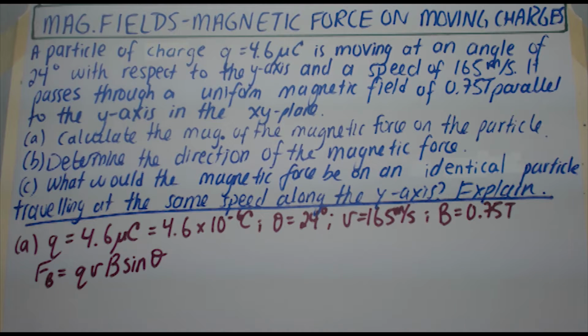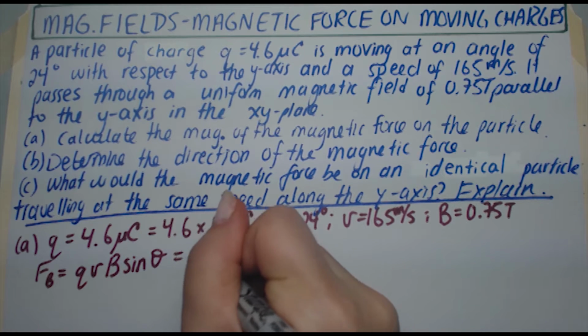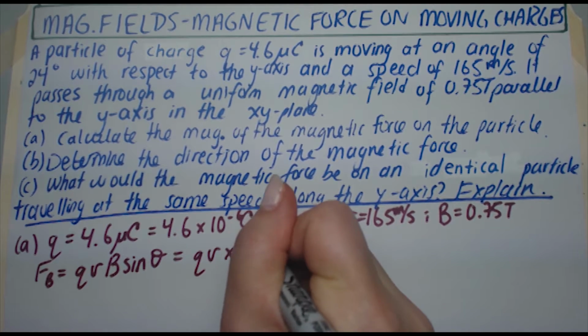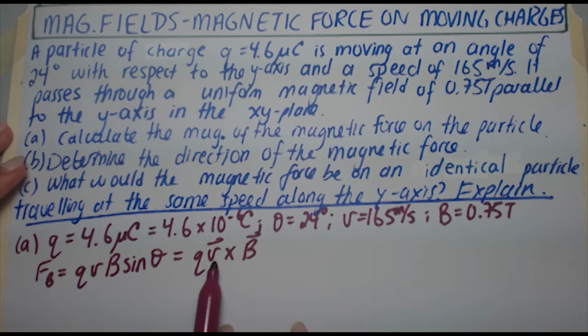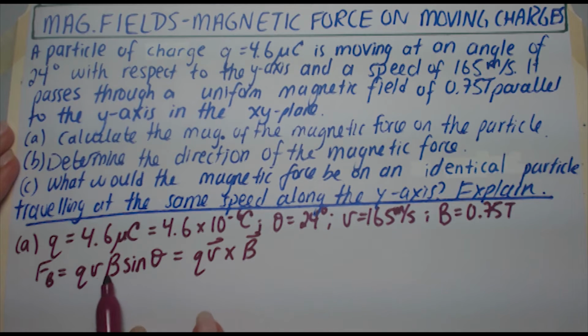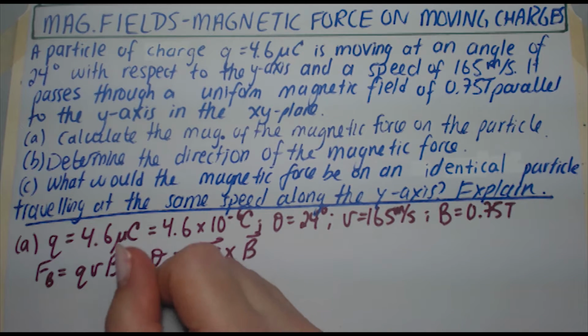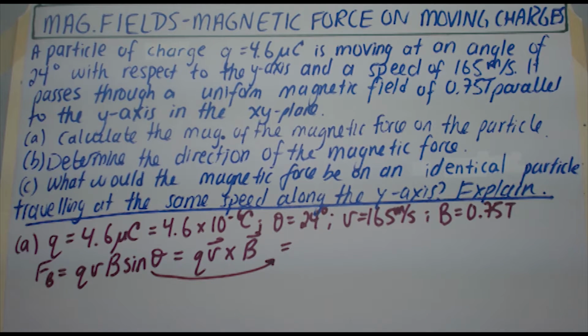Now for those of you who have taken calculus and vectors, you would already know that this formula is the same thing as QV cross B. Cross product is an operation that you can perform on vectors. It's like vector multiplication. Just like you can multiply numbers, this is how you multiply vectors. You cross them. So V cross B means V times B times sine of theta, in that order. And the order is actually really important, and I'll show you why when we do part C. But anyways, let's stick with this expression for now. Just wanted to show you that.